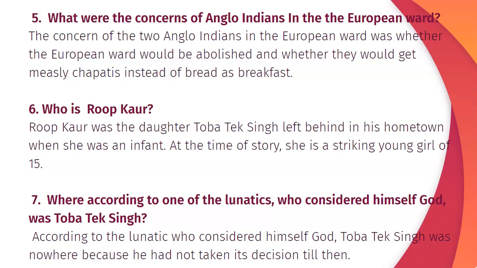Question number 7. Where, according to one of the lunatics who considered himself God, was Toba Tek Singh? According to the lunatic who considered himself God, Toba Tek Singh was nowhere because he had not taken its decision till date.